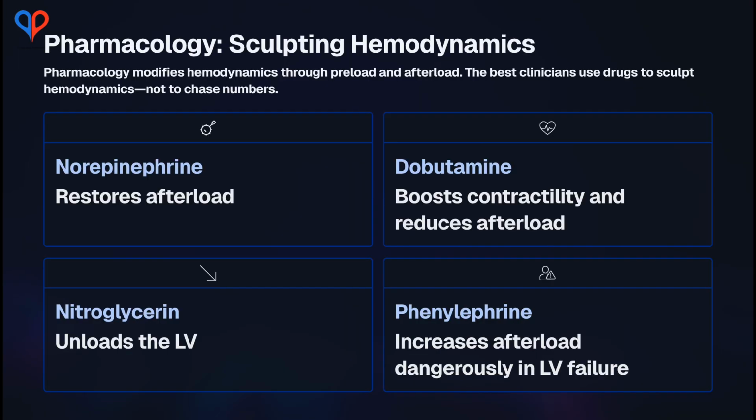Pharmacology modifies hemodynamics through preload and afterload. Norepinephrine restores afterload. Dobutamine boosts contractility and reduces afterload. Nitroglycerin unloads the left ventricle. Phenylephrine increases afterload dangerously in left ventricular failure. The best clinicians use drugs to sculpt hemodynamics, not to chase numbers.